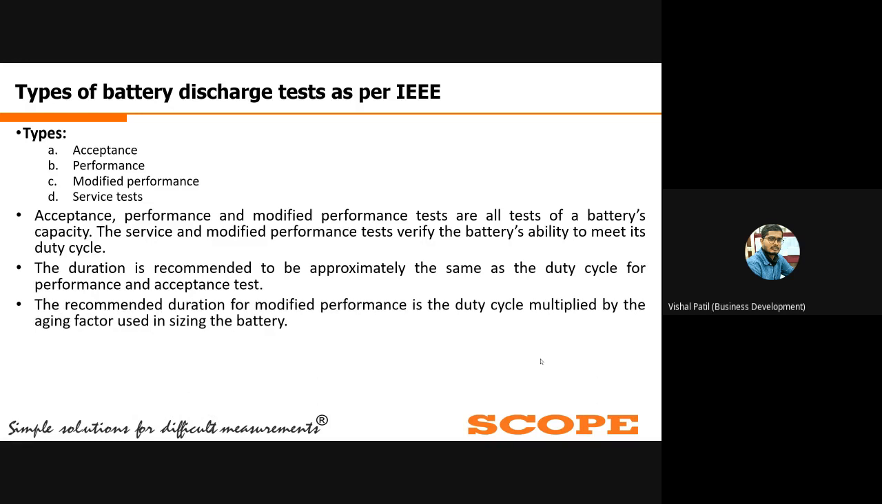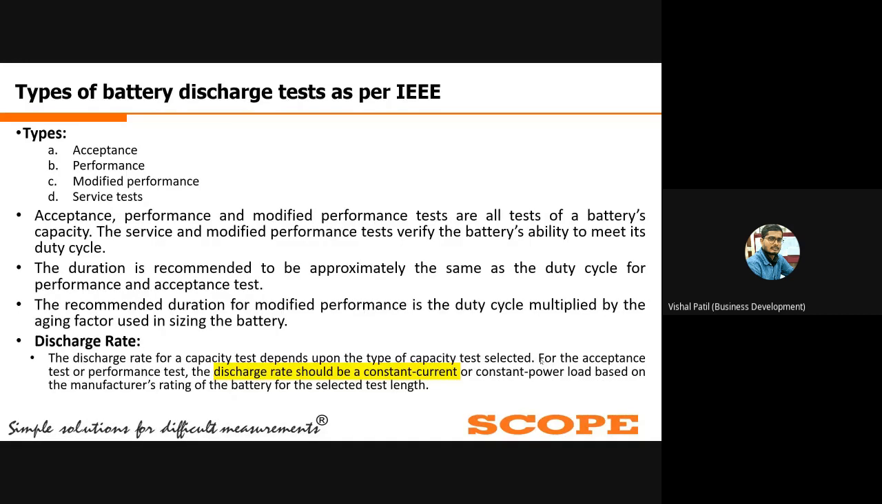That are the duty cycles of that particular battery bank. Now, the recommended duration for the modified performance test is that you have to multiply the duty cycle by the aging factor used in the sizing of the battery. You will find this type of aging factor in the sizing of the battery, and these parameters will be provided by the battery manufacturer. So you can use this technique to do the modified performance test.